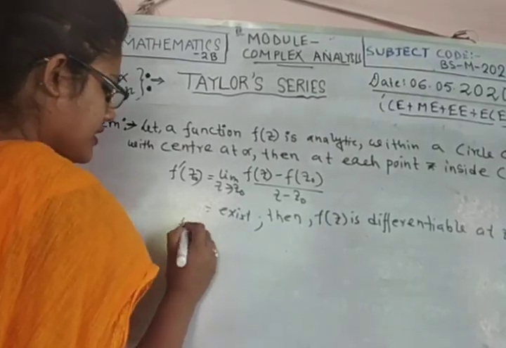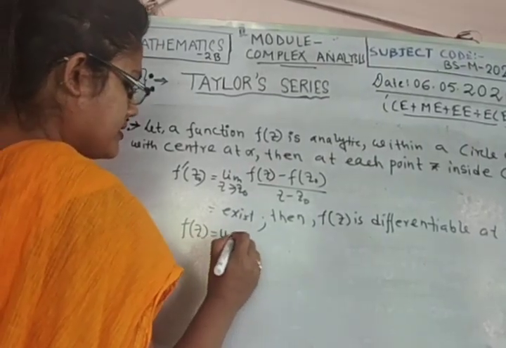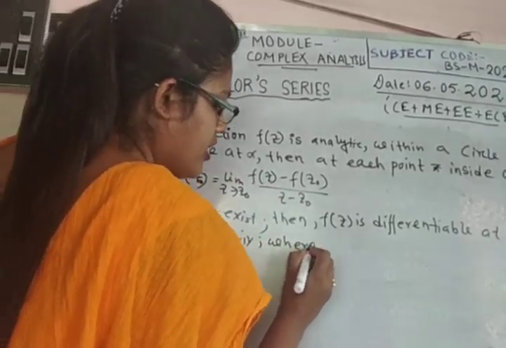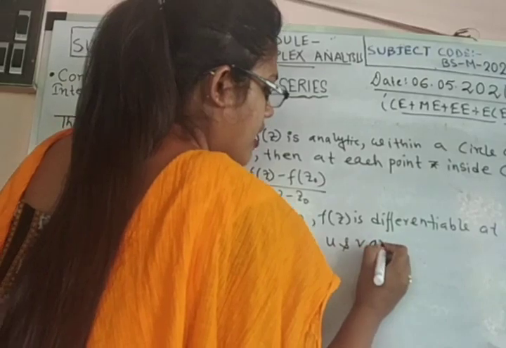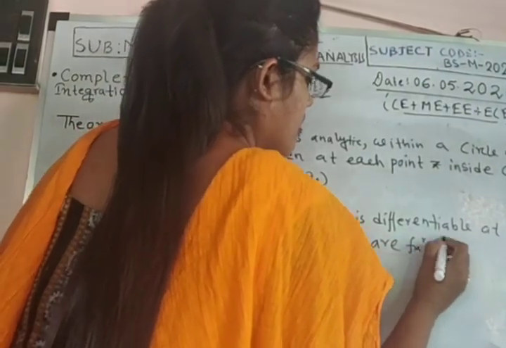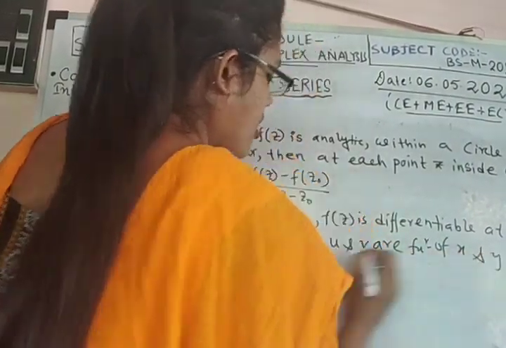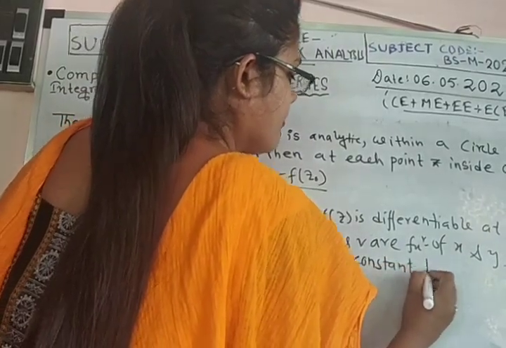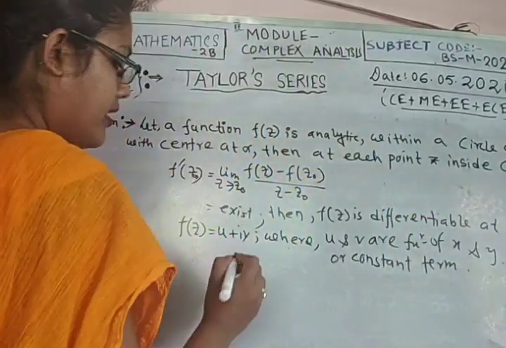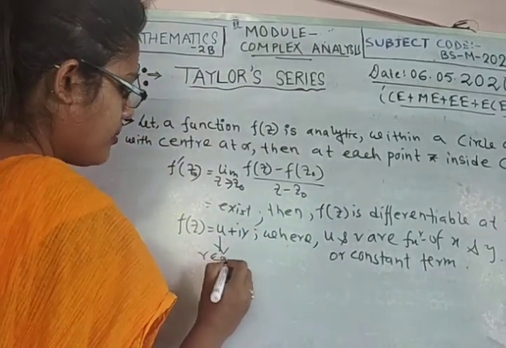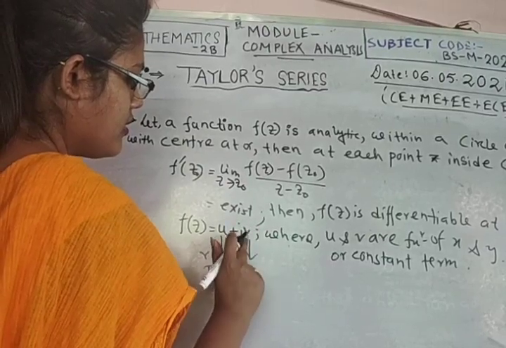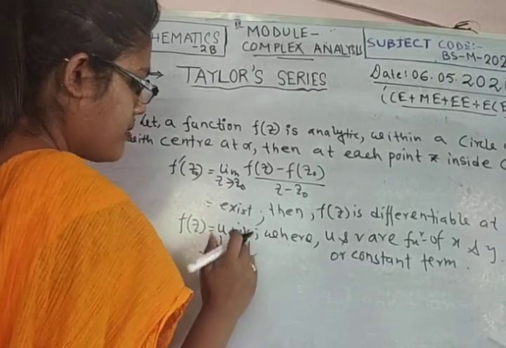Cauchy-Riemann equation, what? Suppose f(z) equals to u plus iv. This is our complex function where u and v are functions of x and y or constant term, and here u equals to real part and v equals to imaginary part.